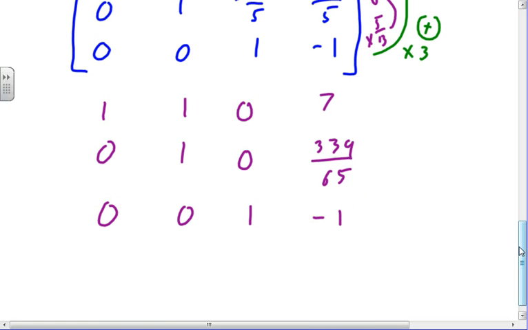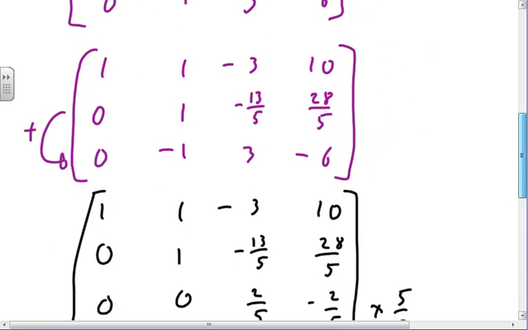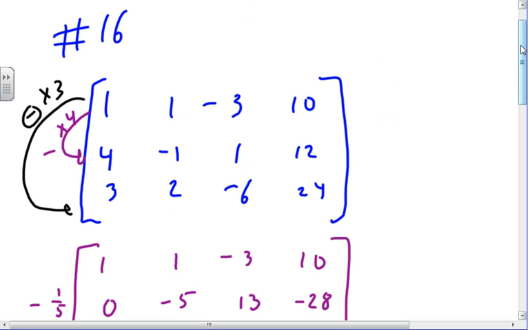So at that point, we'd quit what we're doing and we'd go back and check. So we'll go back and check. We'll go second function, equation solver, 3 by 3. 1, 1, minus 3, 10. 4, minus 1, 1, 12. 3, 2, minus 6, 24. All right, so we know that x should be 4, and z is minus 1, and y is 3.